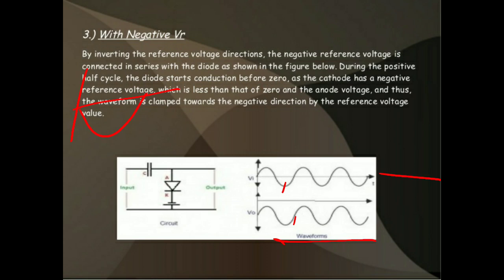In the negative clamper, the output is only below the reference voltage. In positive clamping, the output is only above the reference voltage. This is the operation of the positive and negative clampers.